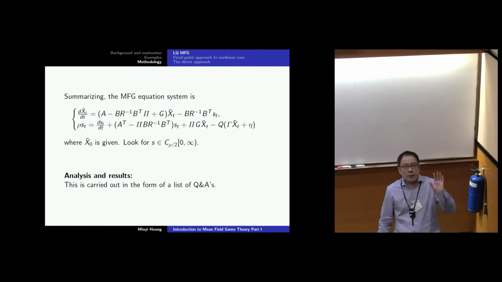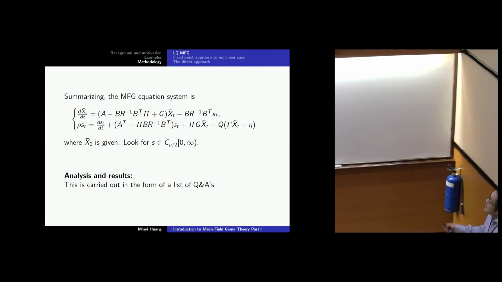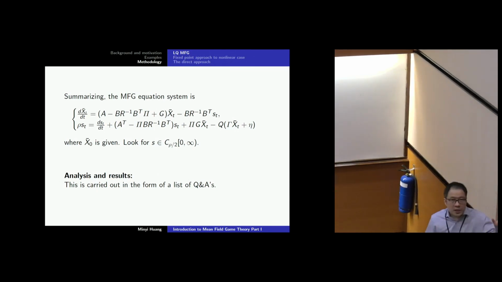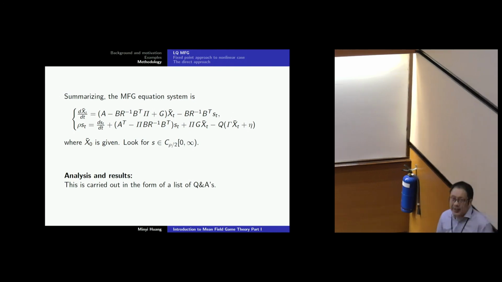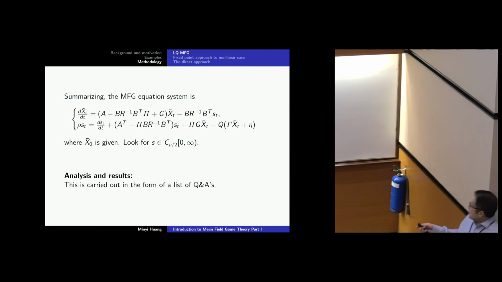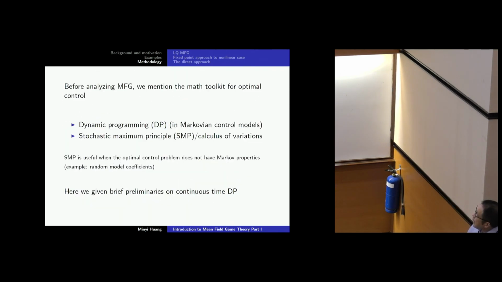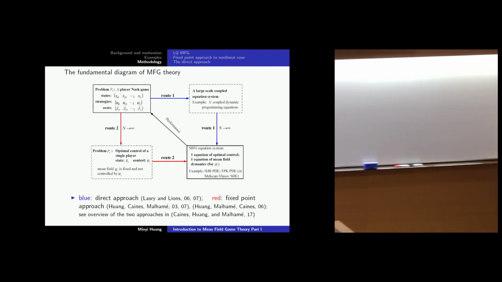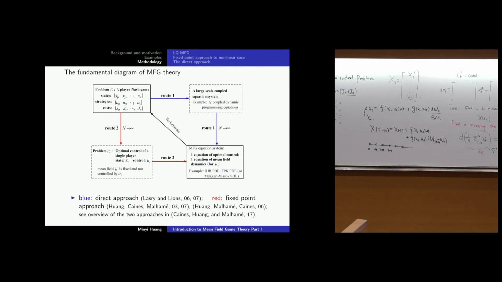Due to linearity and the quadratic cost, in this case, we actually get a really simple equation system. The second equation is essentially from dynamic programming, from optimal control. The first equation is for the dynamics of the mean field. It's just one illustration of the diagram. You have one equation of optimal control, one equation of mean field dynamics.